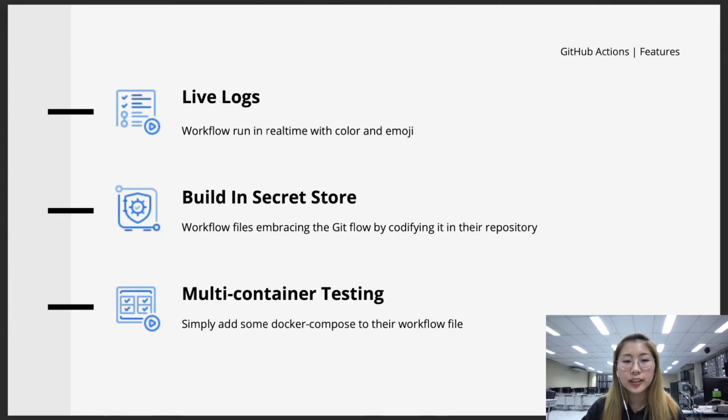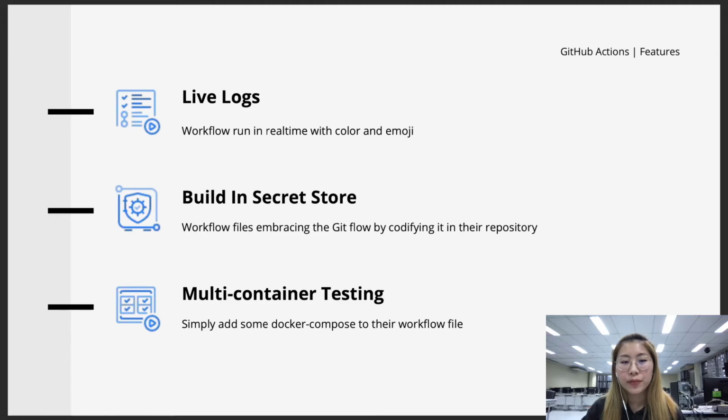The next feature is built-in secret store. GitHub Actions helps automate user software development practices with workflow files, embracing the Git flow by codifying it in their repository. The last one is multi-container testing.